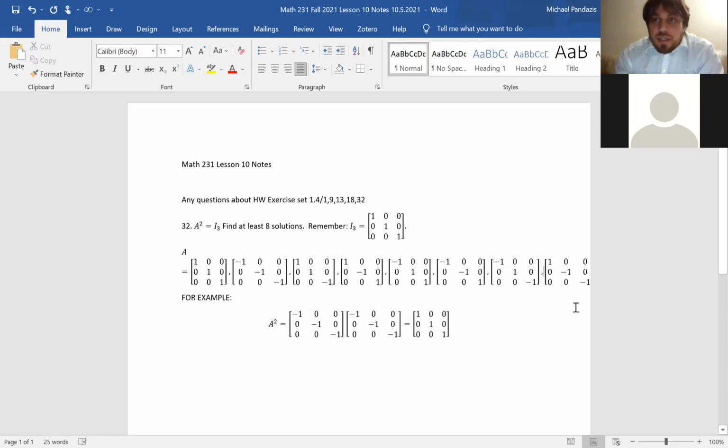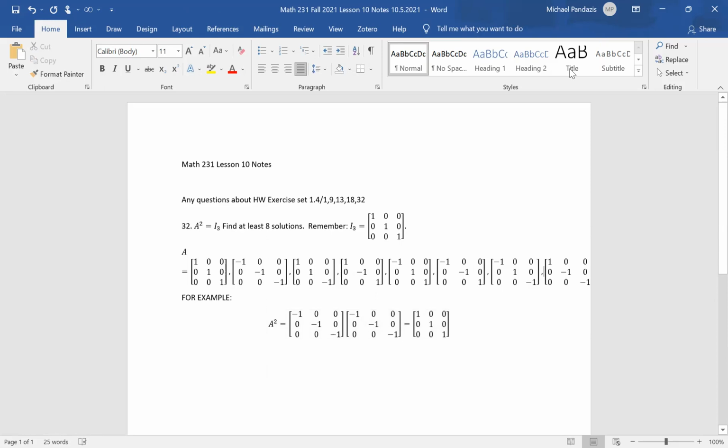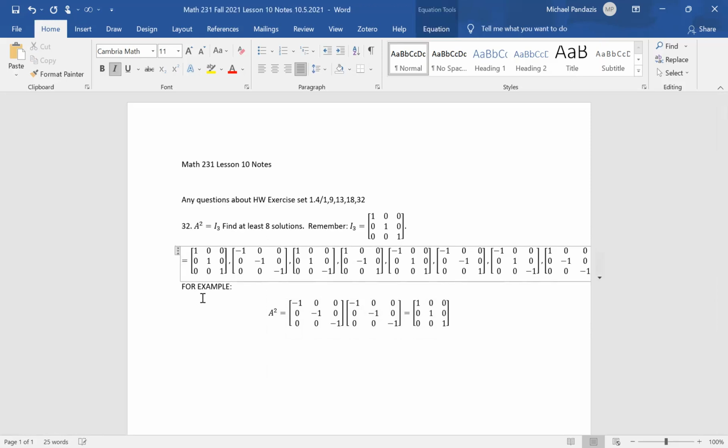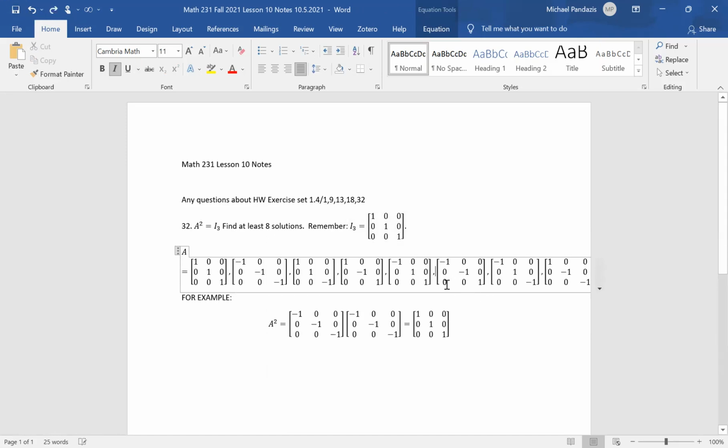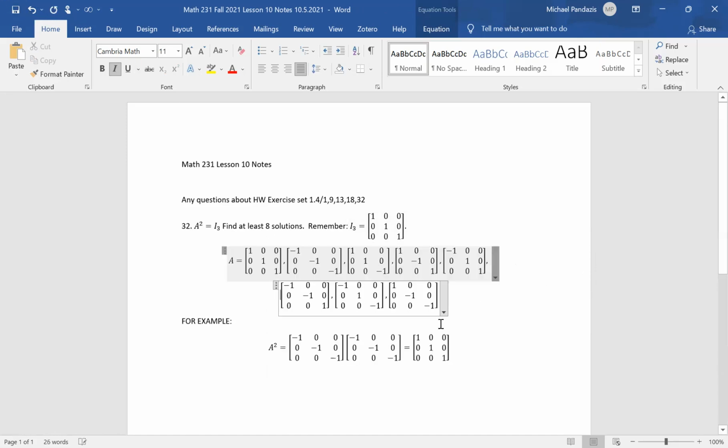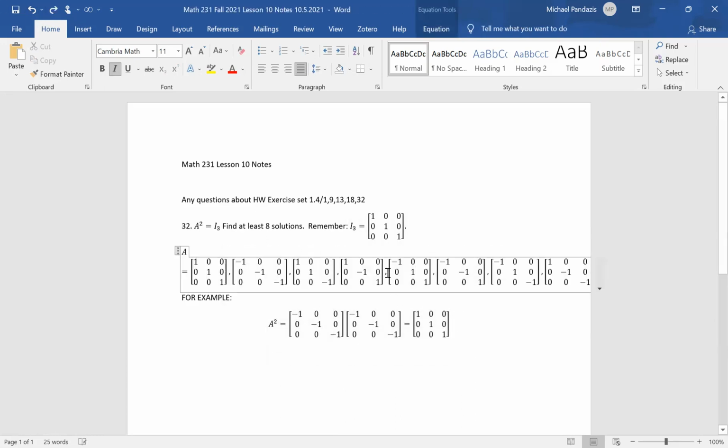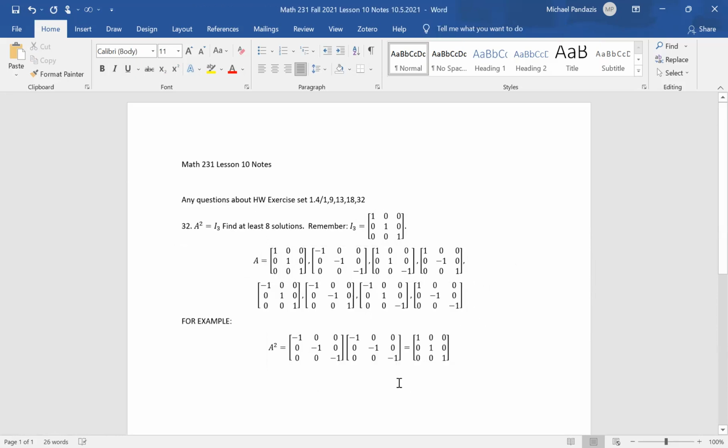Oh, okay, so that fits. There we go. So I now have 8. Those are 8 ways to get the square to be I sub 3. Okay, so that's 32. So that makes sense now.